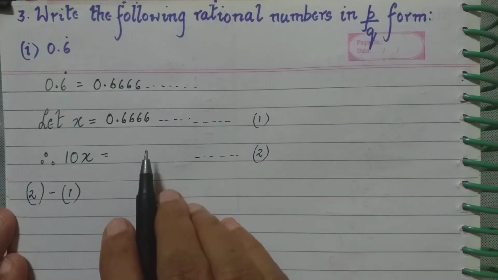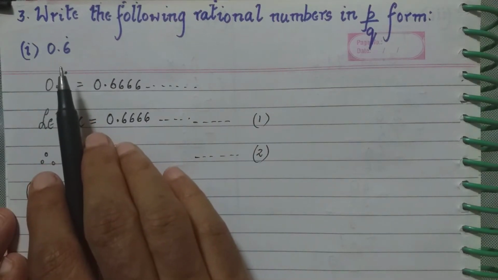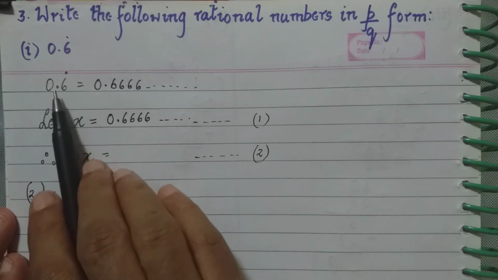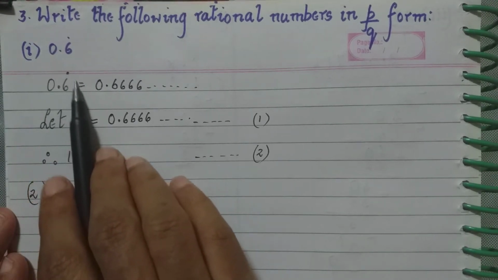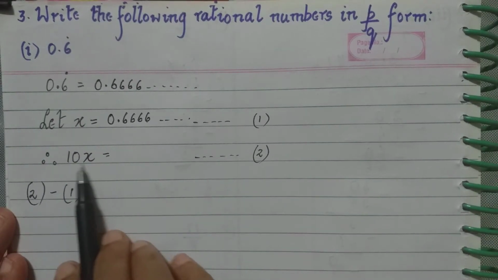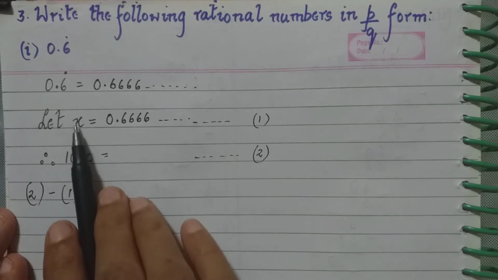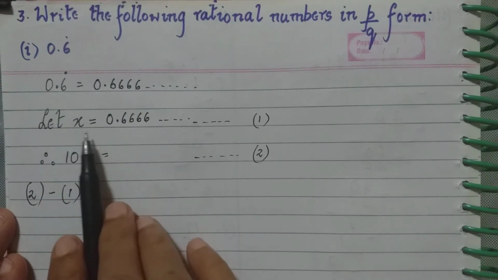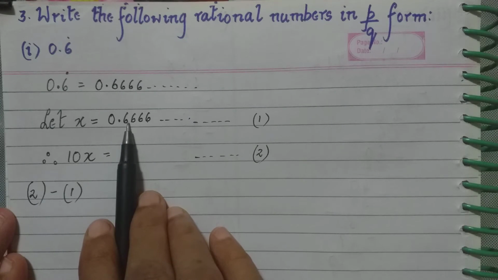Now why have we written this? There is a reason here, because now we see how many digits are here. We have here only one digit after the decimal point. So here we multiply this with 10, that is, we write 10x. Because there is one digit after the decimal point, when I multiply with 10, the point goes after one place.